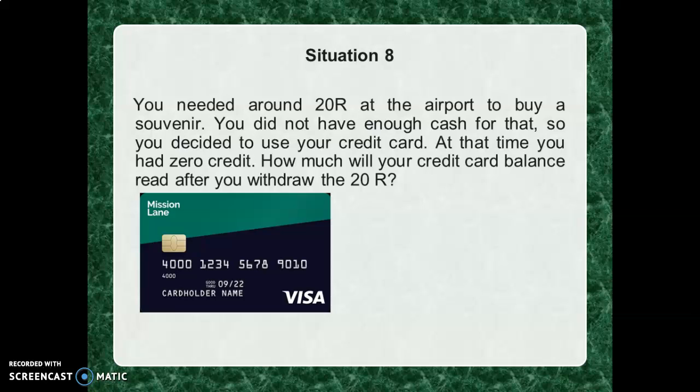Situation 8. You need around 20 at the airport to buy a souvenir. You did not have enough cash for that, so you decided to use your credit card. At that time, you had 0 credit. How much would your credit card balance read after you withdraw the 20?